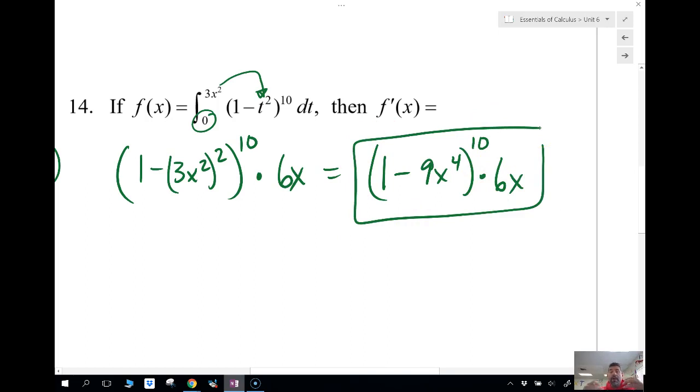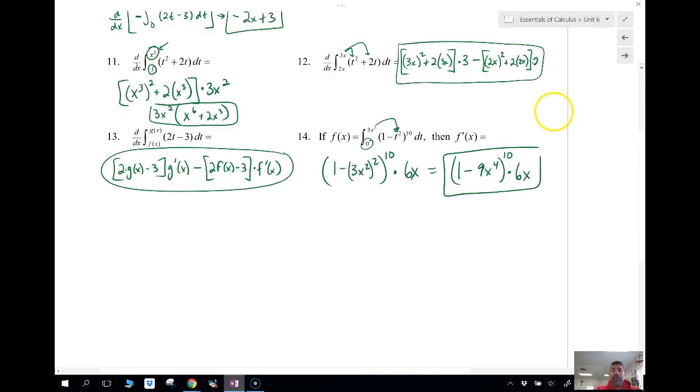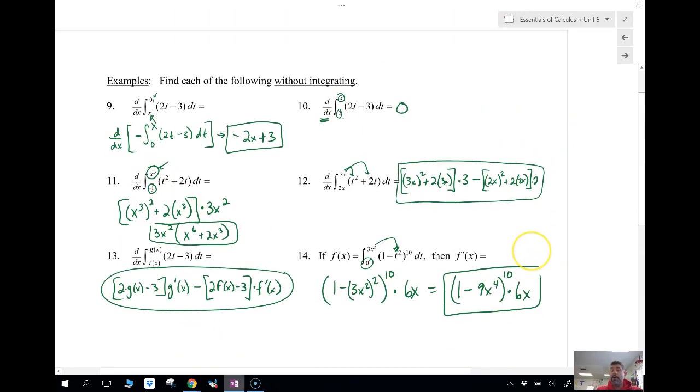All right, so there you go. That's the second fundamental theorem of calculus, both the regular version and the chain rule version.